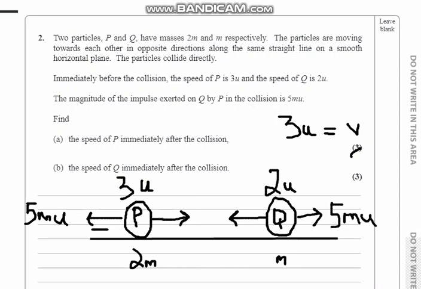3 marks from the A part and 3 marks from the B part is 6 marks. So 6 marks for this momentum question.